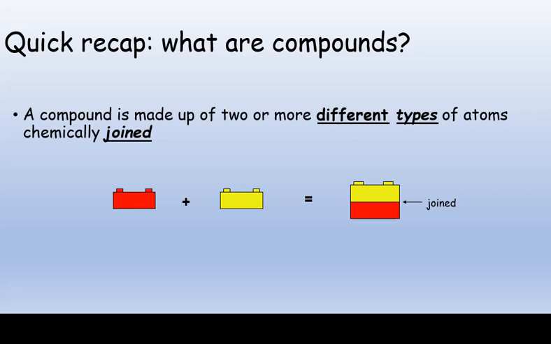Compounds, remember that compounds are made of two or more different types of atoms and they must be chemically joined. So here we've got one type of atom, here's a different type of atom, and we've chemically joined them to make our compound.